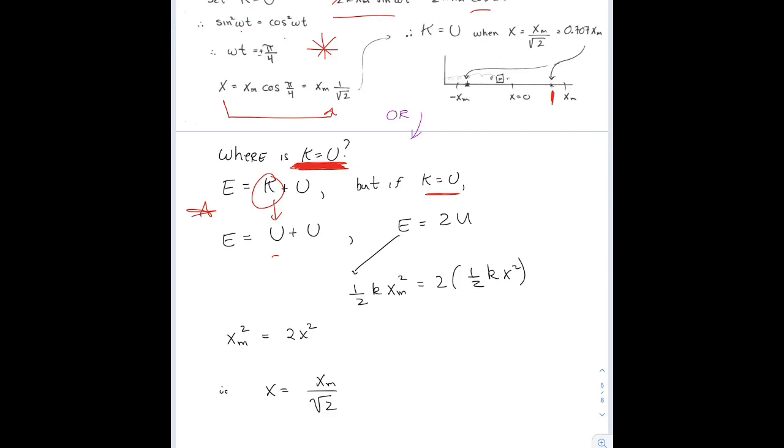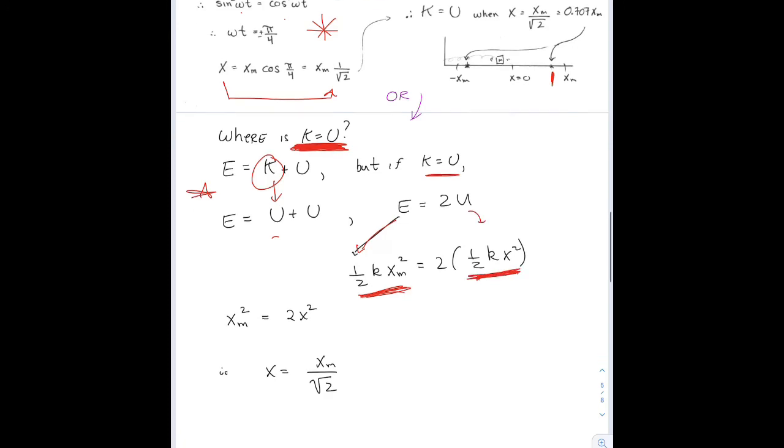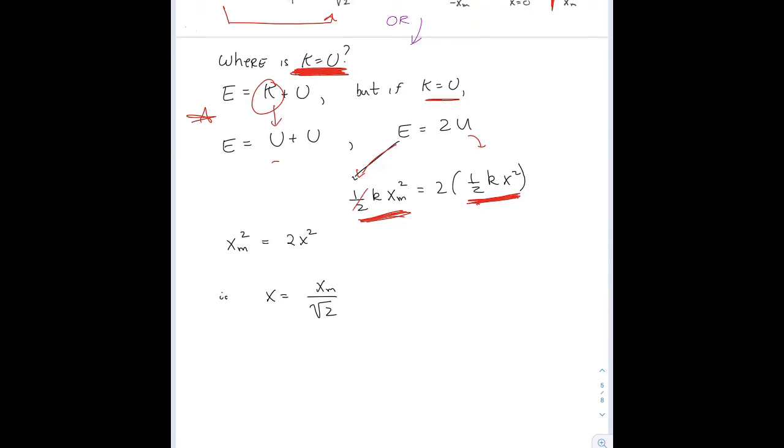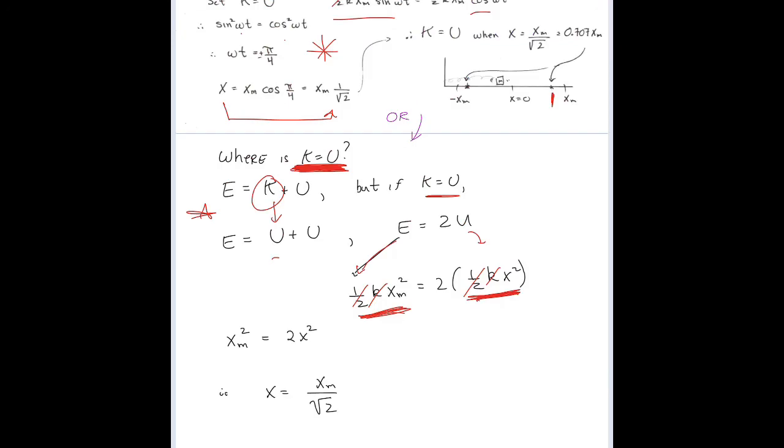So u plus u is 2u, okay? So the total energy is 1/2 k x max squared. Potential energy is 1/2 k times the x value squared, okay? Get rid of the halves, get rid of the k, solve this for x, okay? Solve it for x, and I get the exact same thing, that the potential is equal to the kinetic at x max over the square root of 2.